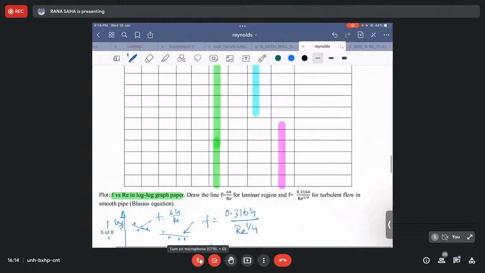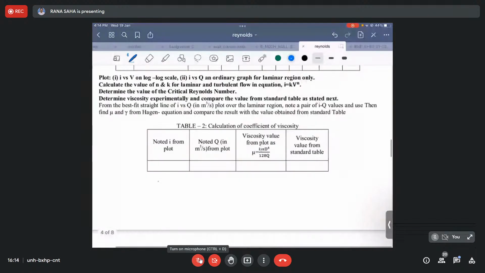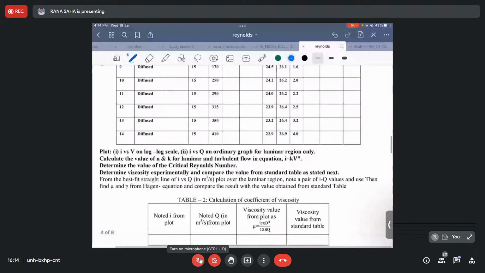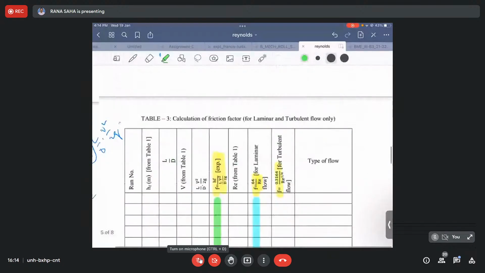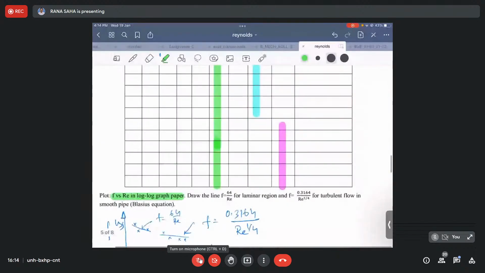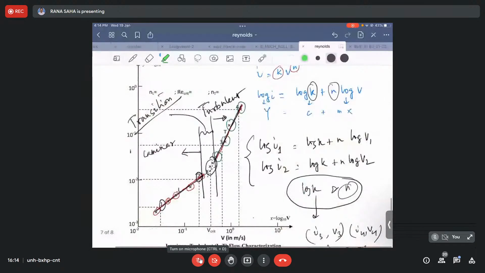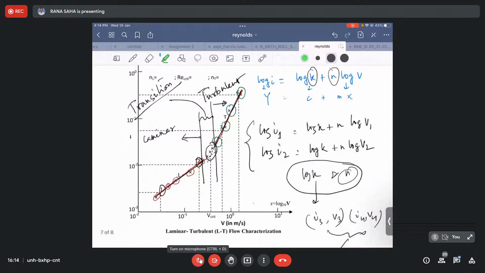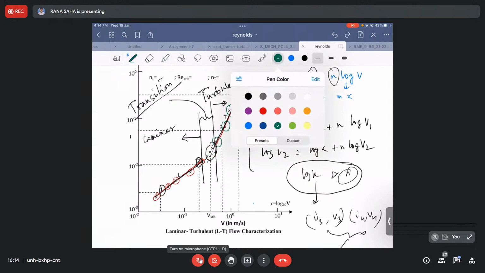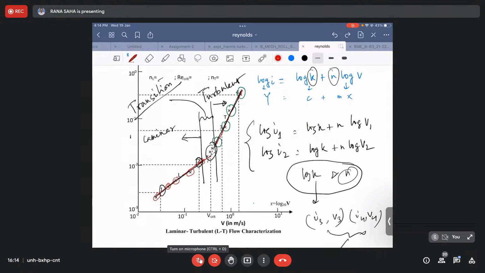Along with that, for the laminar turbulent characteristics, you have to identify the critical Reynolds number, as it is mentioned here, which I probably missed to mention. So the critical Reynolds number, how can you obtain it? Once again, you need to use this plot, right? So this I versus V in log graph paper. After you get these two straight lines, you need to get an apparent intersection, that means by projecting this line and this line, you need to get an apparent intersection.